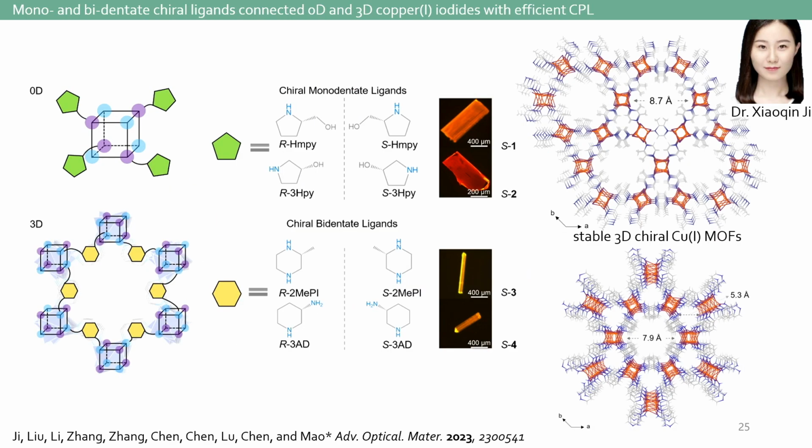For the copper iodide one, we have also done similar work that has a monodentate ligand or a bidentate ligand that's chiral, because I mentioned that we want it to be non-centrosymmetric. By using these ligands, the chirality is transferred to the overall framework of these materials, which shows circularly polarized emission.